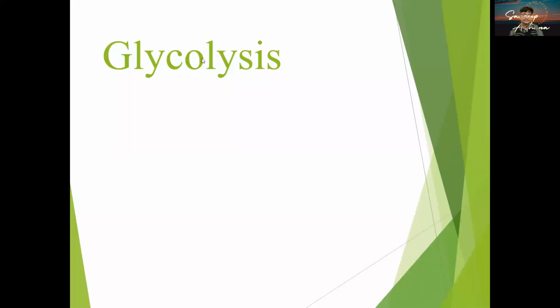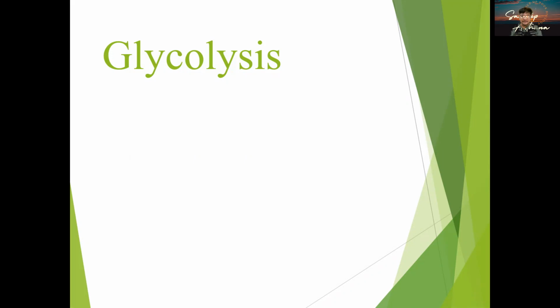Hello guys, let's begin with one more lecture today, about glycolysis. Glycolysis is a very common pathway which is required for energy production. Any organism which needs to produce energy, whether it's prokaryote or eukaryote, has to pass through glycolysis. There are a few exceptions where glycolysis does not happen.